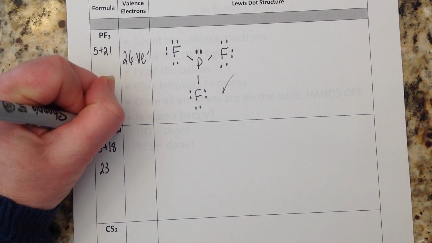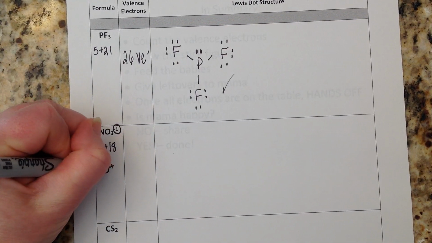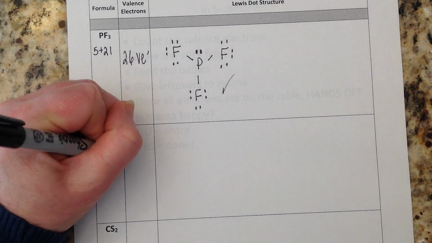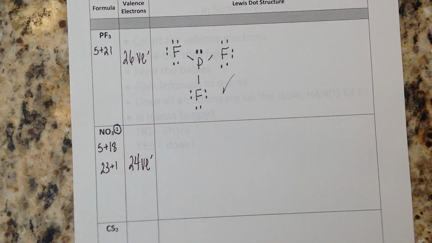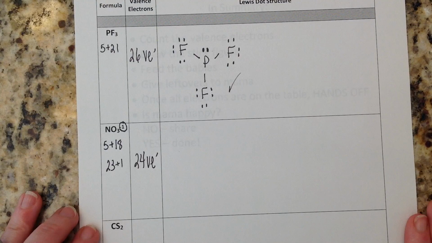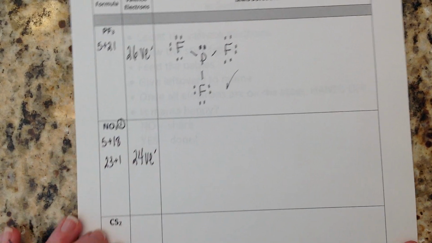But you have this special little thing here called a charge. And that -1 charge is like nitrate holding up a big sign that says, hey guys, pay attention, I have an extra electron. Because remember, electrons are negative. So we're going to have to add 1 more to that for that charge. So we actually have 24 valence electrons. So if there's a charge, adjust your electrons accordingly. If that would have been a positive charge, we would have subtracted electrons.